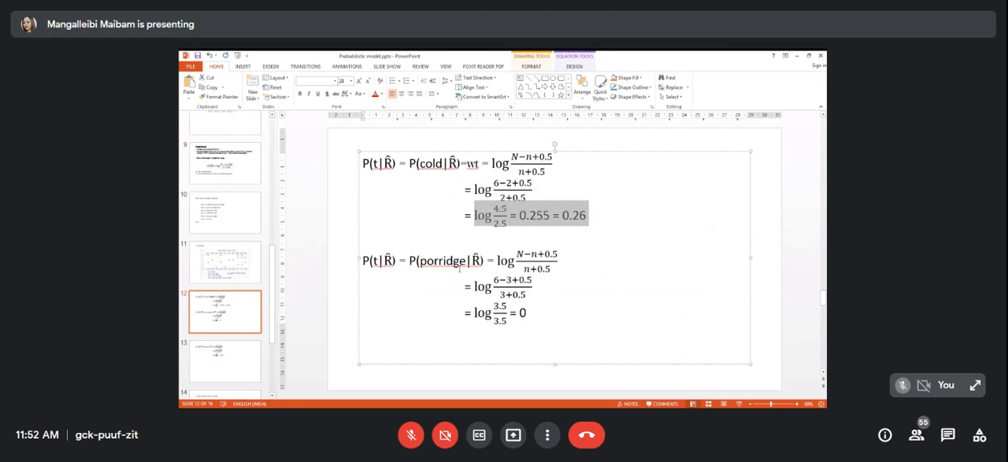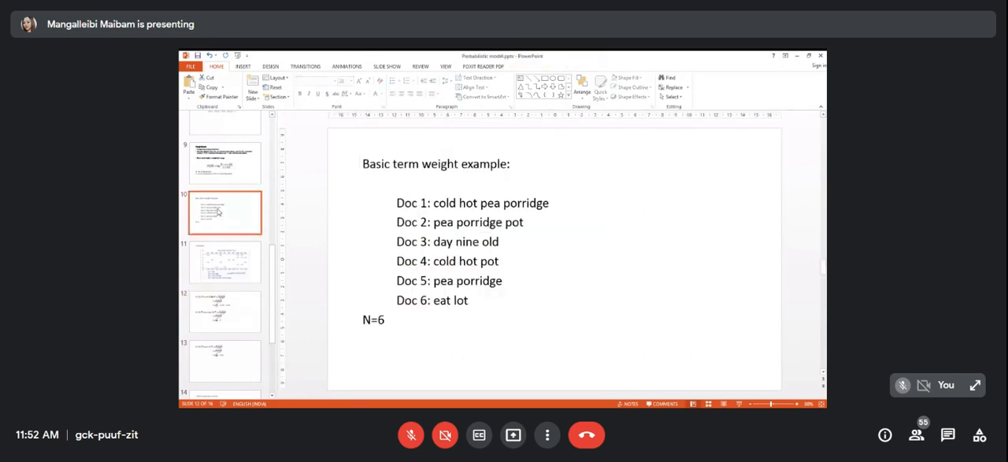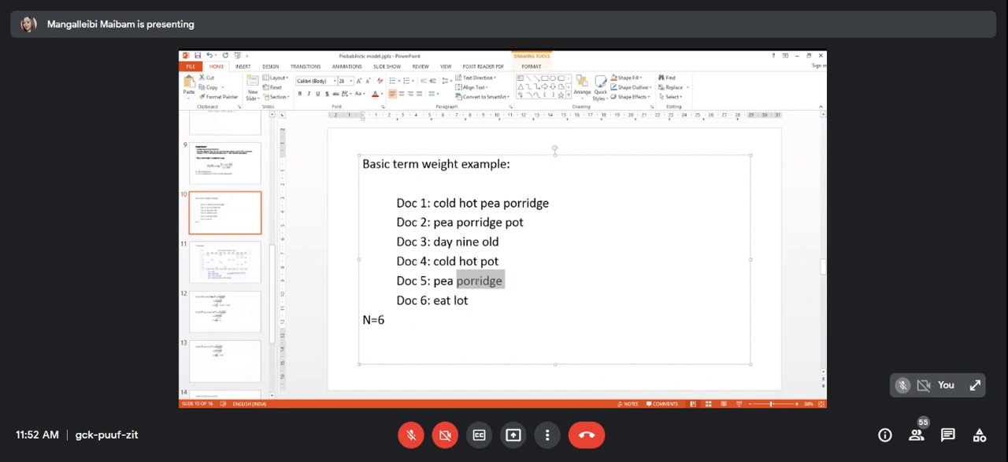Similarly for porridge also, capital N is 6 for all, I mean, the total number of documents is 6. So for every computation, you are going to write capital N equal to 6. Now come to the documents, you will see for porridge. One porridge is here, another porridge is here, and one more porridge is here.